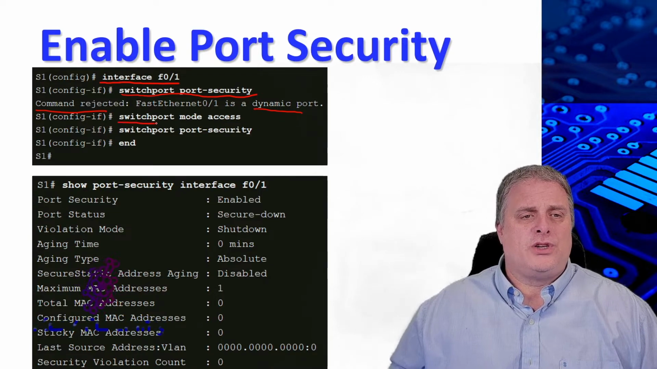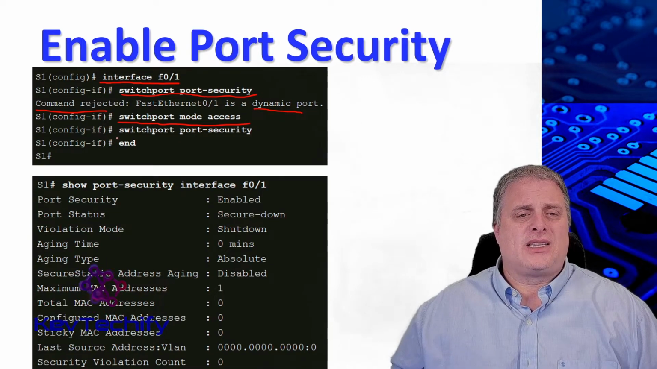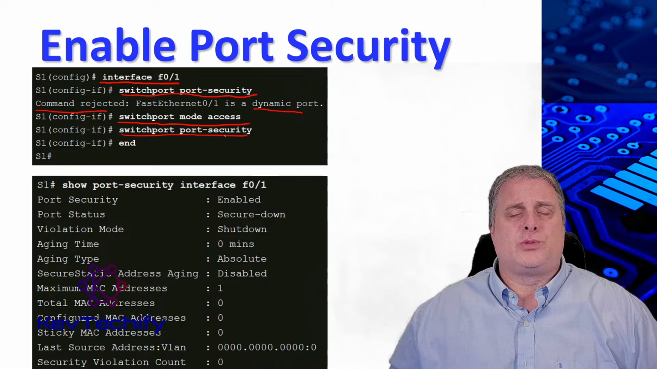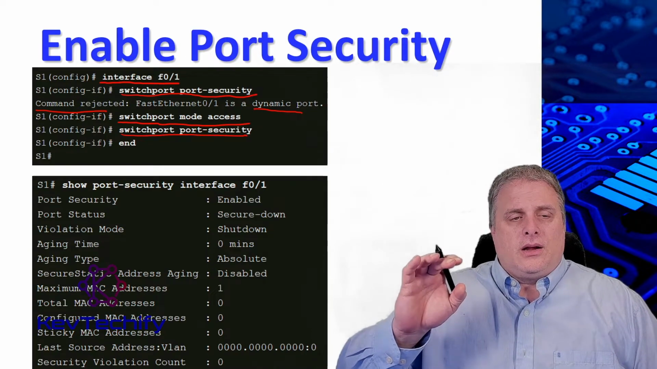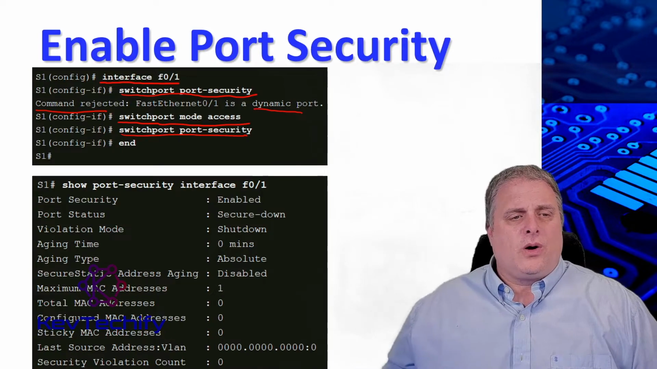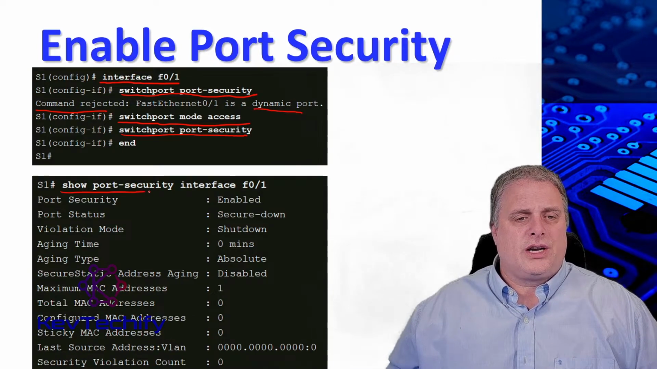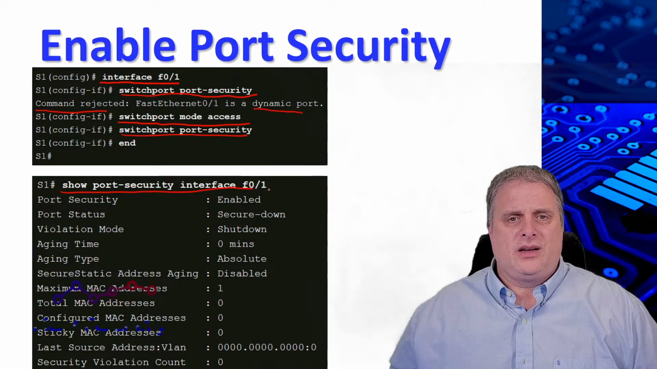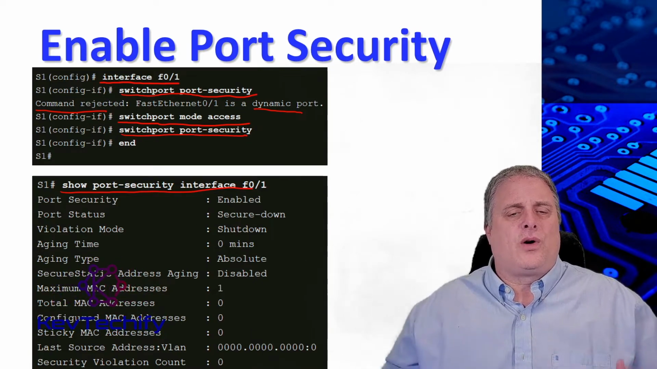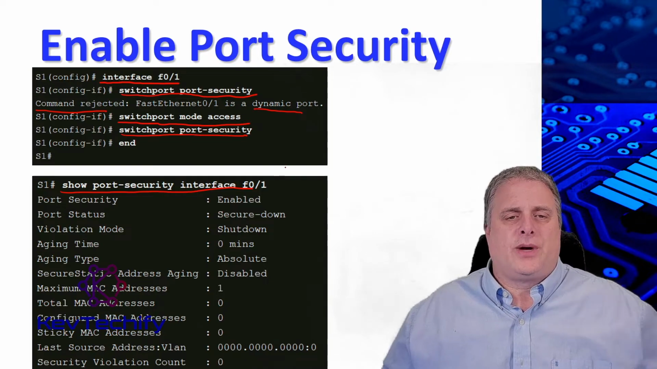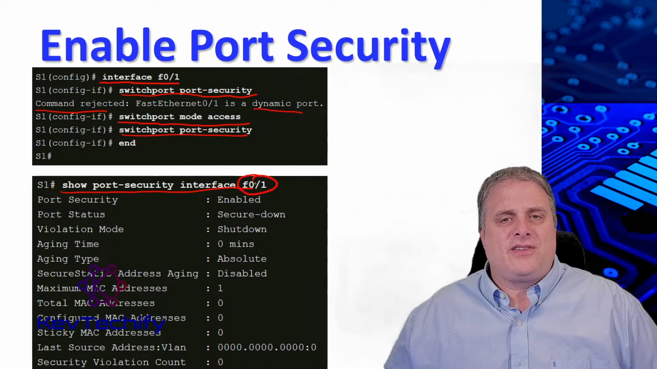Now, once you specify switchport mode access, then you can apply switchport port-security. Once you've done that, you can go ahead and use the show port-security interface command, and this will display the current port security settings for whatever port you're specifying. Here we're specifying FastEthernet 0/1.